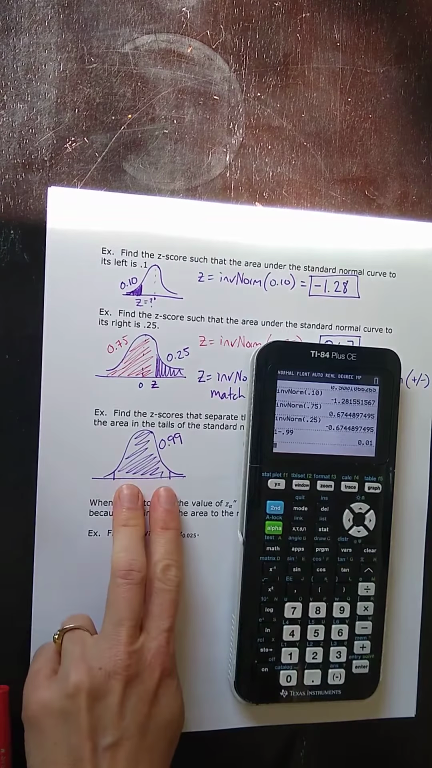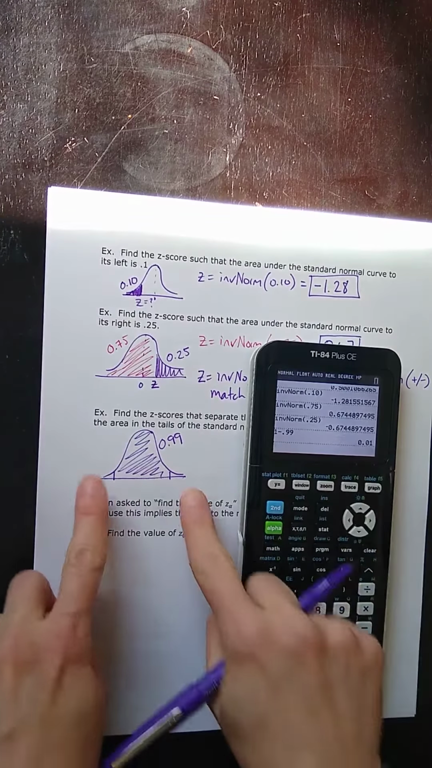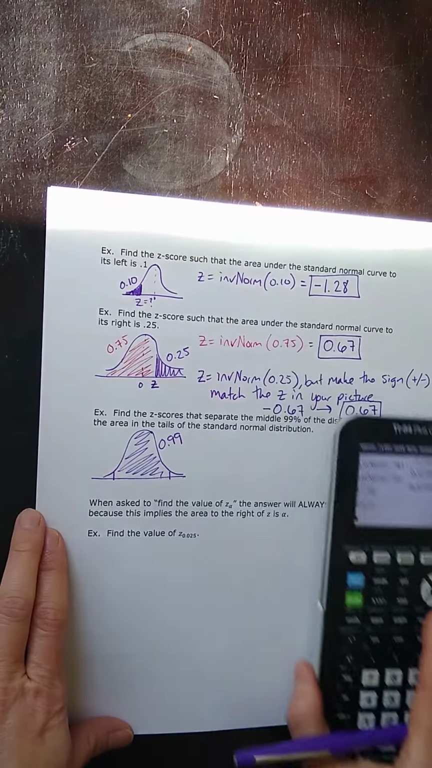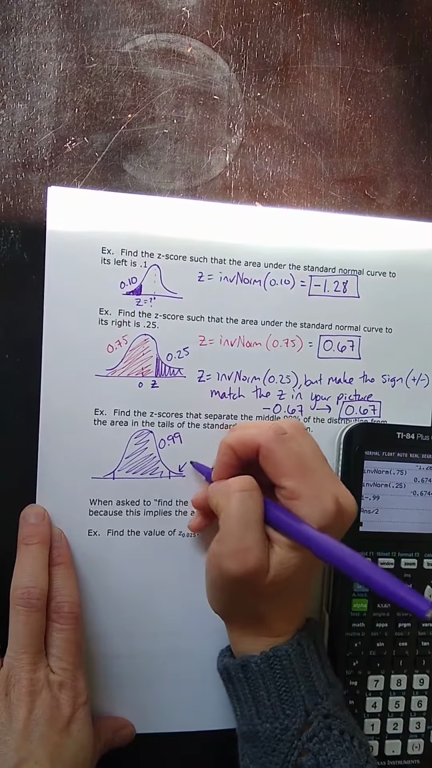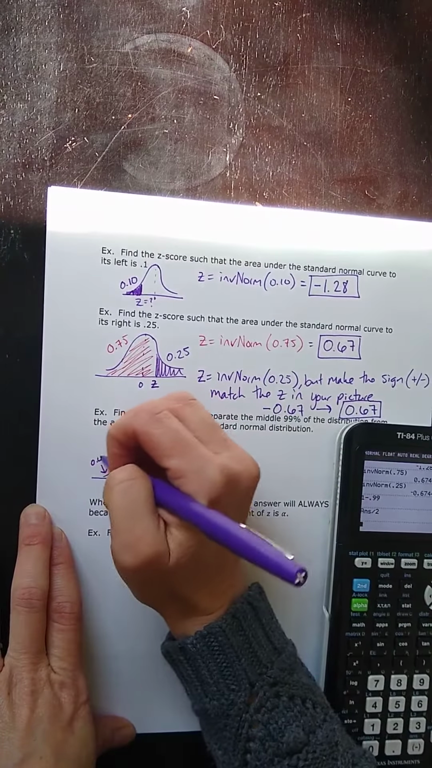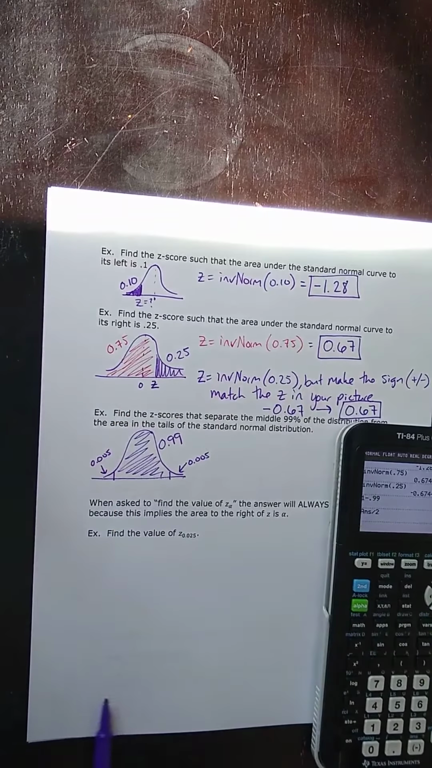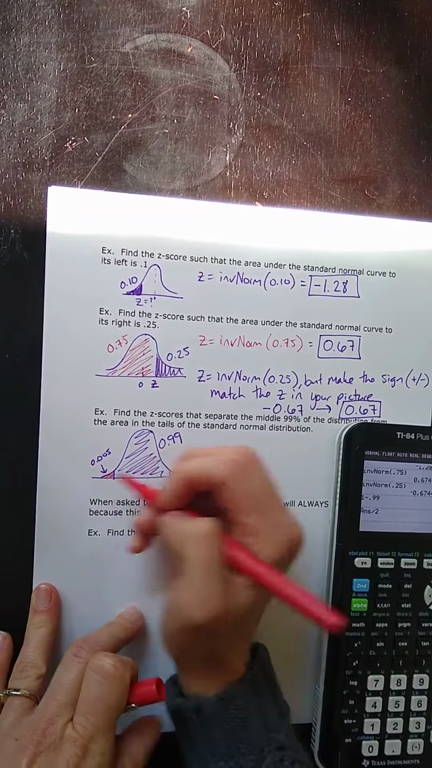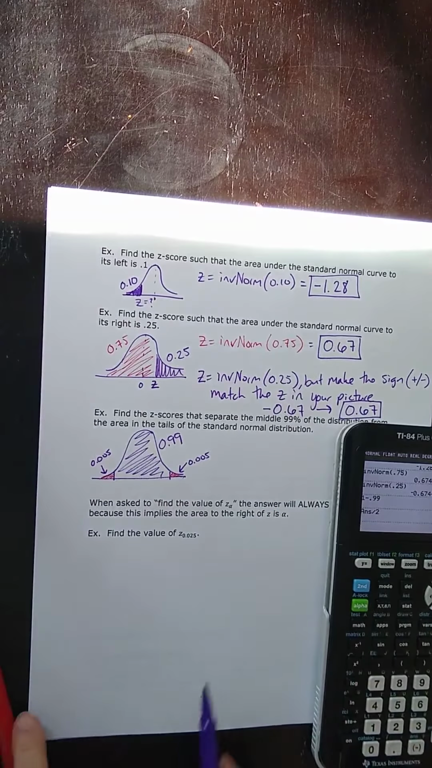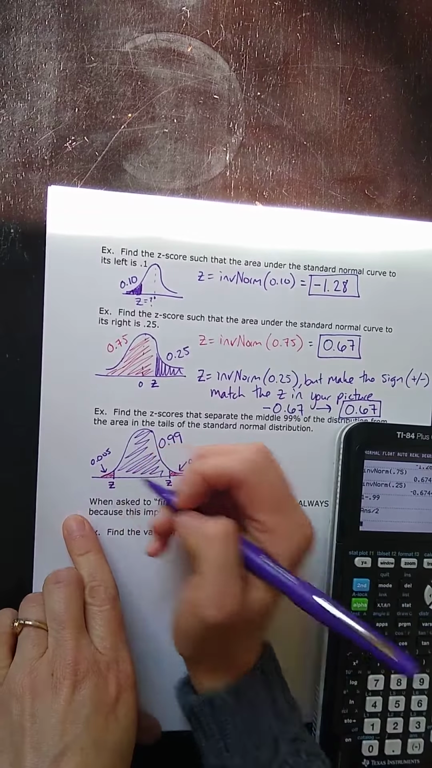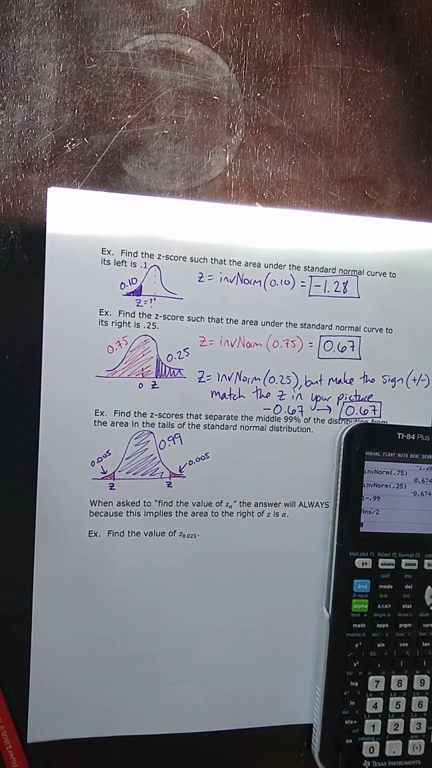But this is the middle 99%, so this 0.01 is split up into the two tails. So divide by 2 and you get 0.005. So right here is 0.005 and right here is 0.005. If you want, you can make those a different color. Doesn't really matter which part is shaded and which part is empty, because really in these questions on this page, I'm just trying to find out what are these z's. They're not asking me a probability, they're asking me what are these z's.